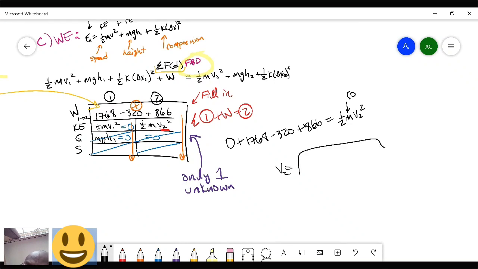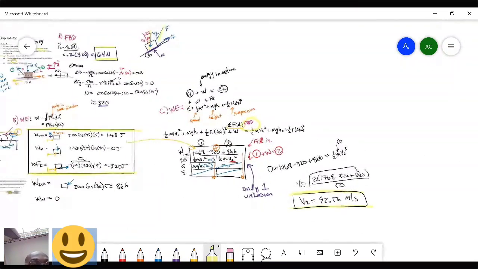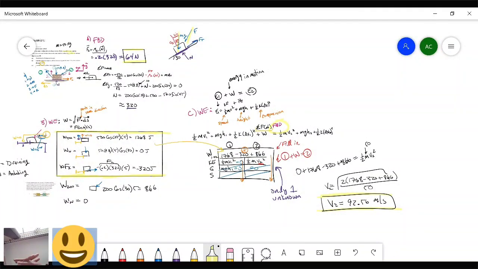Velocity is going to be the square root of 2 times 1768 minus 320 plus 866, all quantity divided by 50. All right, so let me figure that out real quick. 1768 minus 320 plus 866 times 2 divided by 50. That's 92.56. And that'll be meters per second. And that is your answer. And that's it. That's all you had to do. Okay. You following me? Easy peasy, right?